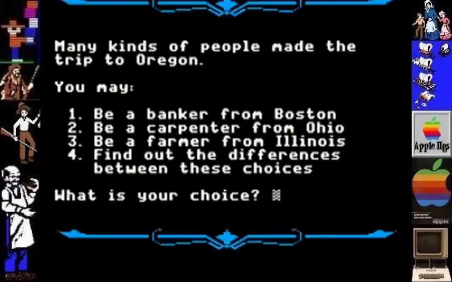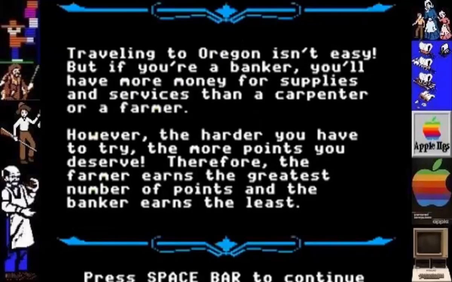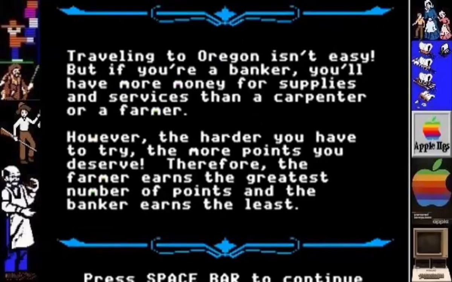Awesome sauce. Okay, we are going to be playing this game 3 times because I want to show you what it's like having all 3 of these choices. Let us learn about these choices. If you're a banker, you'll have more money than a carpenter or a farmer. However, the harder you have to try, the more points you deserve. Therefore, the farmer earns the greatest number of points, and the banker earns the least.